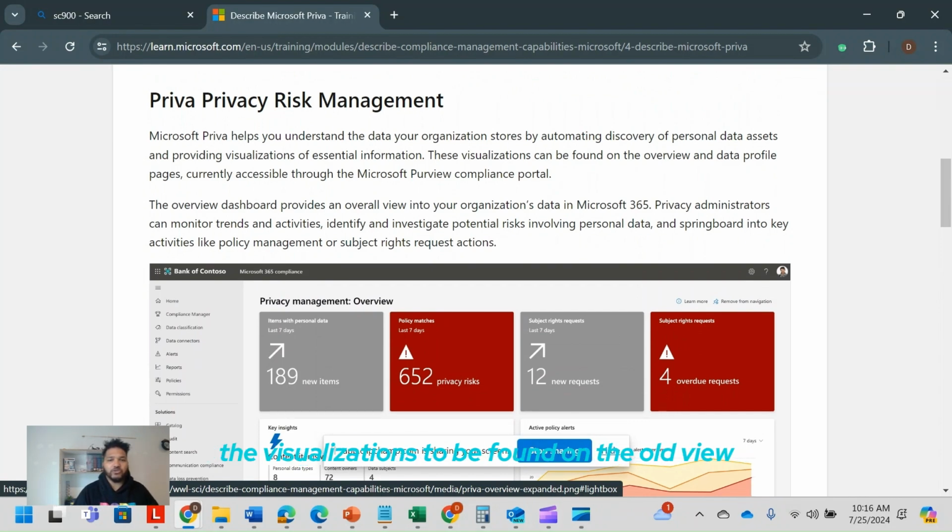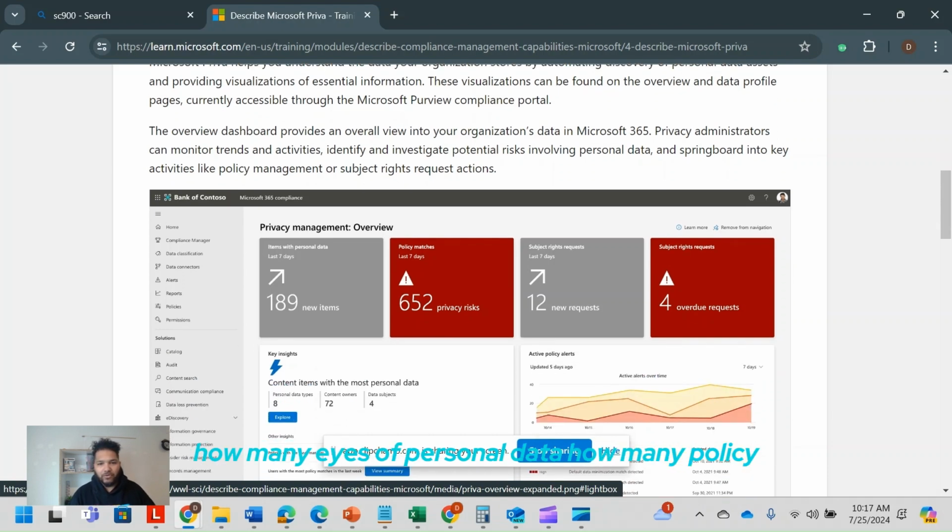The visualizations can be found on the overview and data profile pages, currently accessible through the Microsoft Purview compliance portal. The overview dashboard provides a view into your organization's data in 365, and then administrators can monitor trends and activities, identify and investigate potential risks involving personal data, and springboard into key activities like policy management or request actions. So you just look quickly at the portal, you can quickly see how many items with personal data, how many policies.